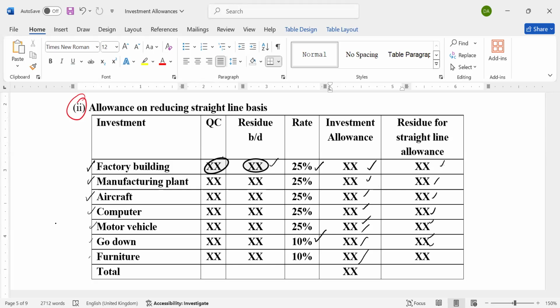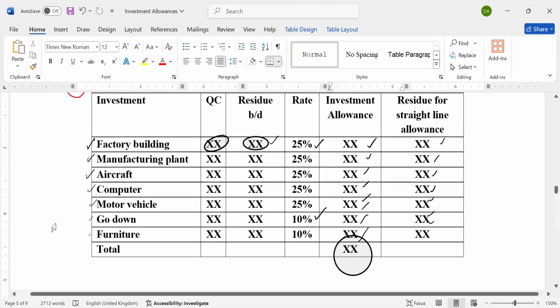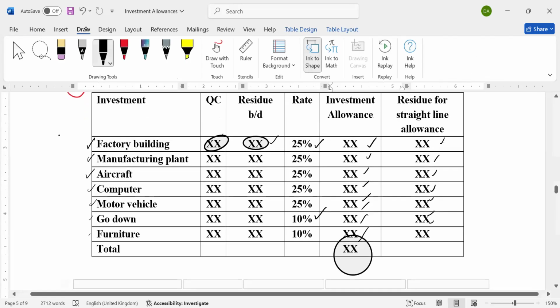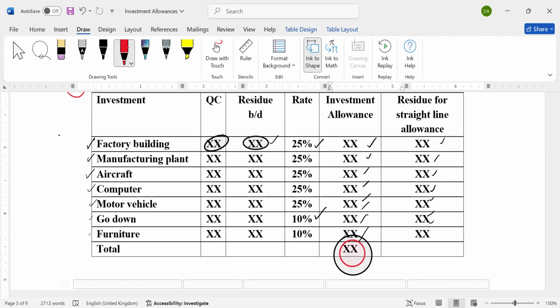We get that investment allowance. Because what we are looking for is this figure. That is the figure we are focusing on. The amount of investment allowance. That is the figure we are looking for. So it is what we are really looking for. That is why we are doing all these tables. We are doing them to be able to get this item.